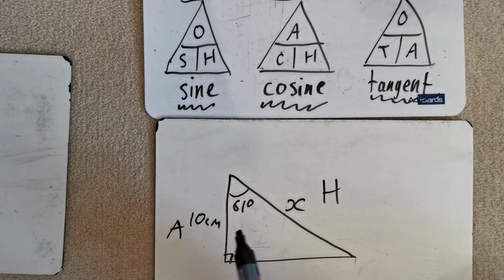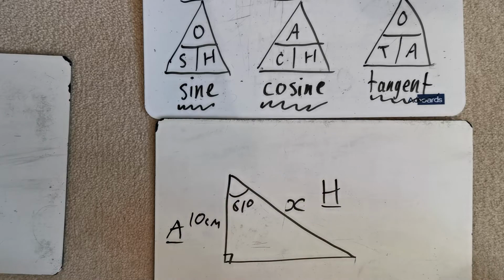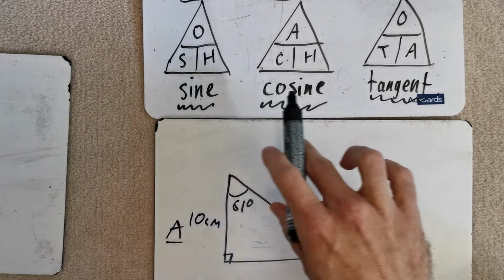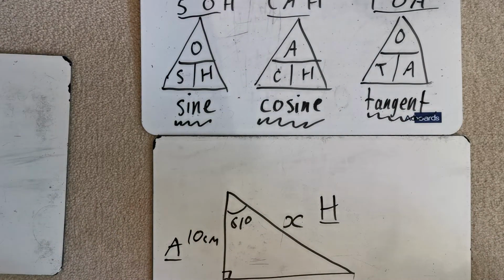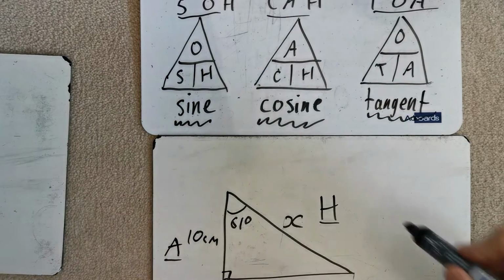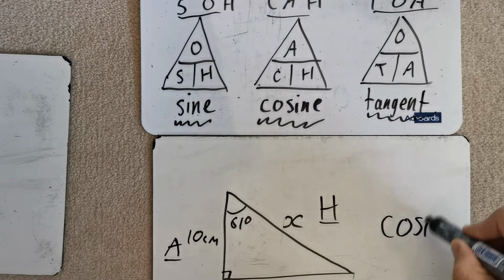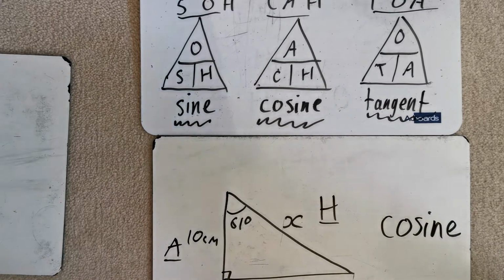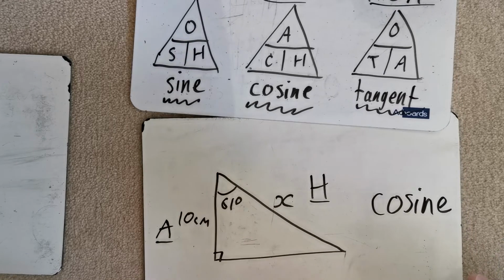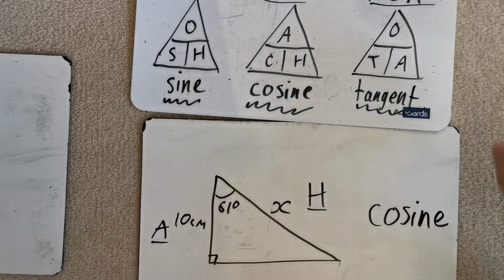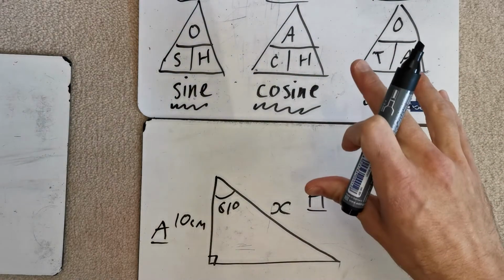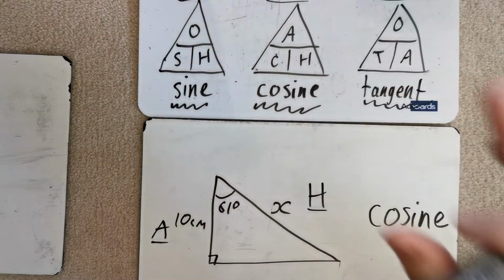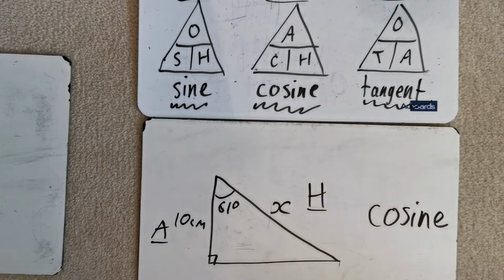So if we're looking at this one, we have the adjacent labelled, we've got the hypotenuse labelled. Which one of these, have a think, which one has the adjacent and the hypotenuse? It is cosine. So for this one, we're going to be using cosine. I'm not actually going to do the maths part of this right now. I just want you to know how to label the sides and to choose which trigonometric ratio. We're just going in baby steps for the time being.